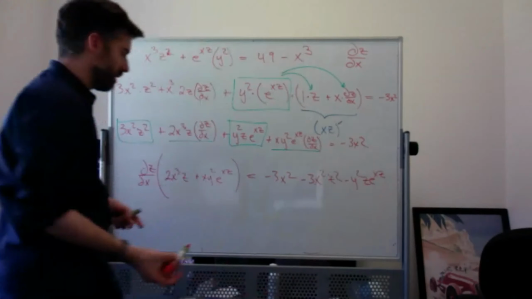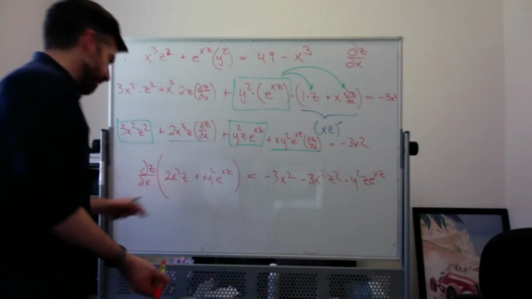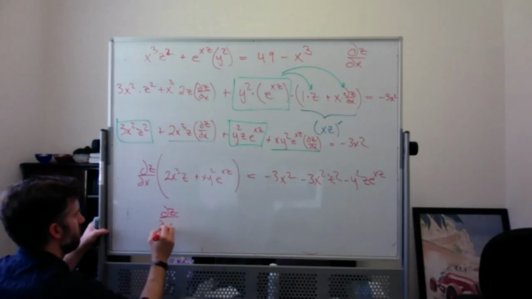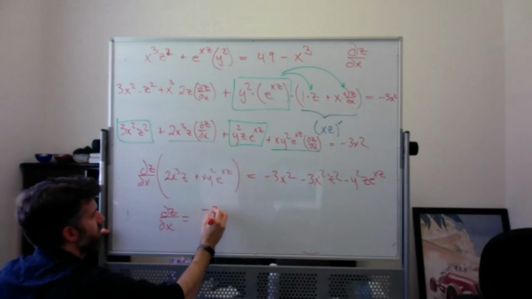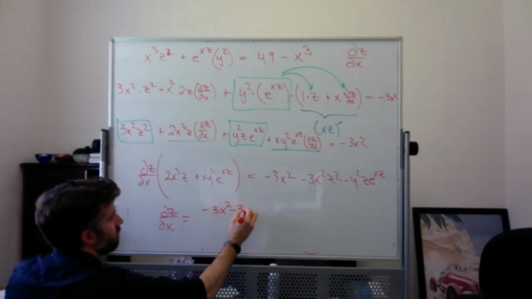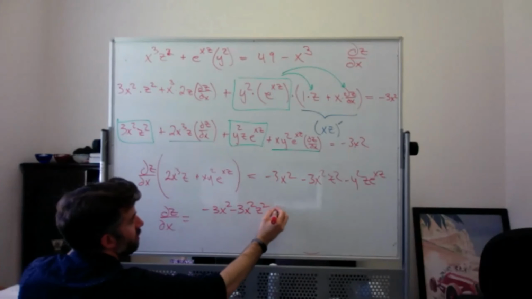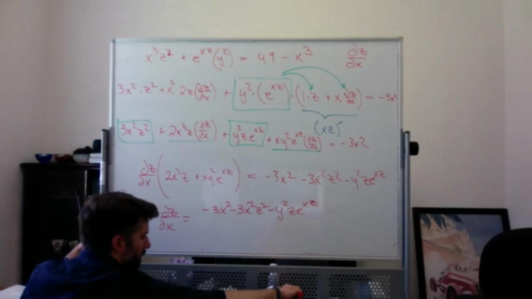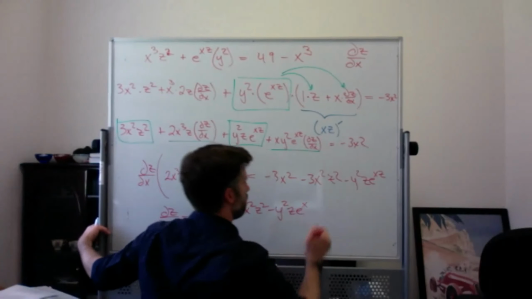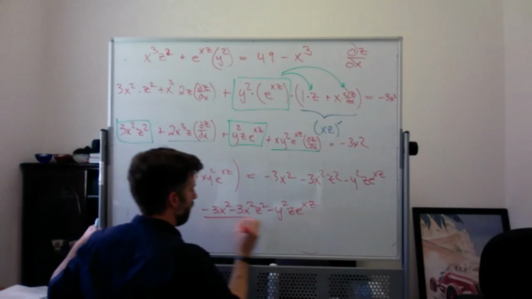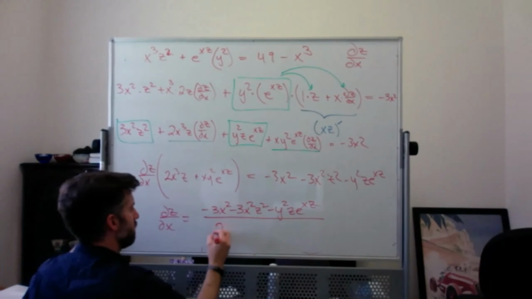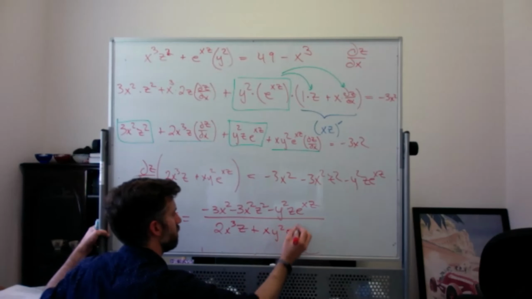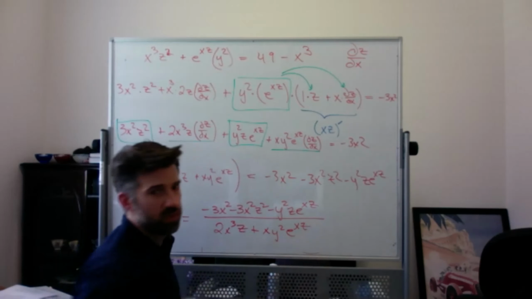And then finally, we solve for this by dividing by that. So our final answer here is going to look super gross. It's going to be all that. That's a z, I know. Divided by all this. Gross.